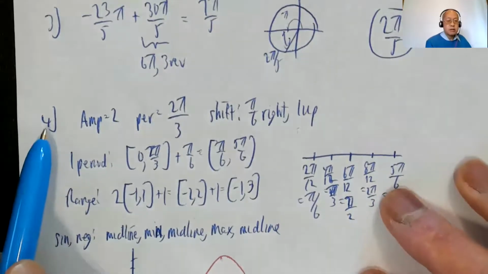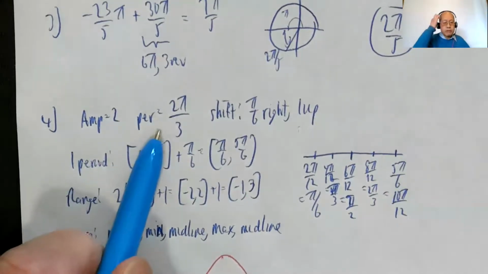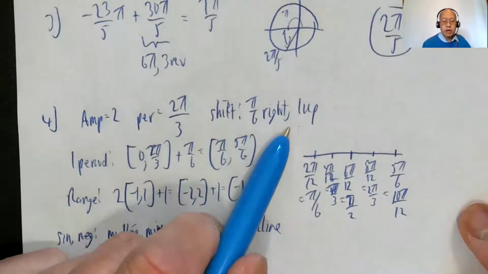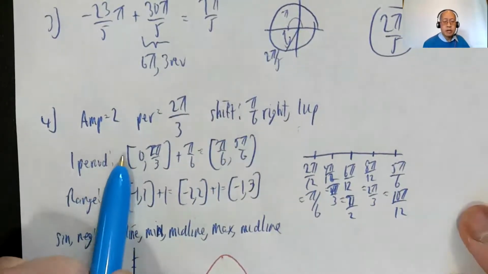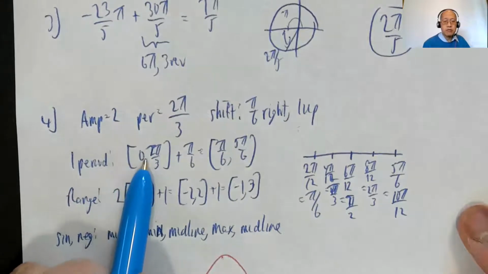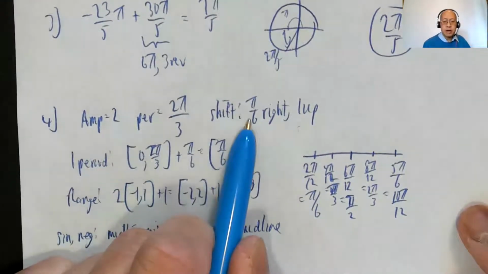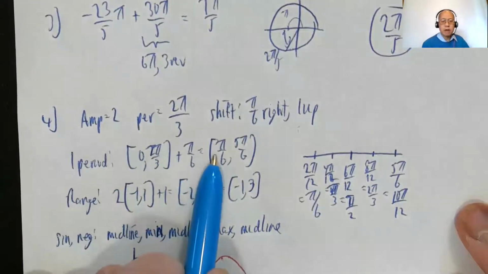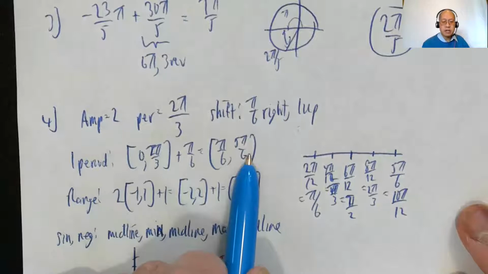And number 4, the amplitude is 2. The period is 2 pi over 3. The shift is pi over 6 to the right and 1 up. So I have one period. One period would be from 0 to 2 pi over 3, but I'm shifting pi over 6. So I add pi over 6 to this and this. So I get one period from pi over 6 to 5 pi over 6.